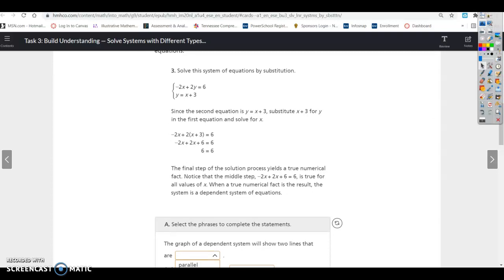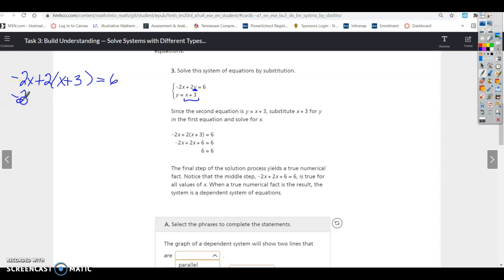All right, so we've got negative 2x plus 2y equals 6, and we've got y equals x plus 3. Since the second equation is y equals x plus 3, substitute x plus 3 for y in the first equation. So let's do that. If we have negative 2x plus 2 times y, but in place of y, we're going to substitute x plus 3, and then that's going to equal 6.